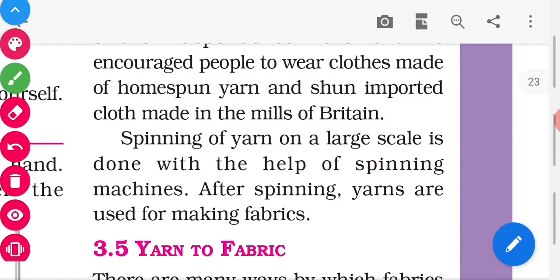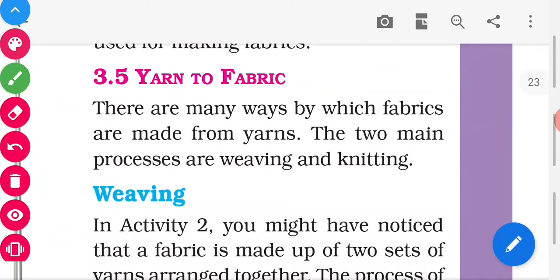Now how to convert that yarn into fabric, that I already talked about. This is done by two processes that are known as weaving and knitting. There are two main processes, weaving and knitting, that convert the yarn into fabric.